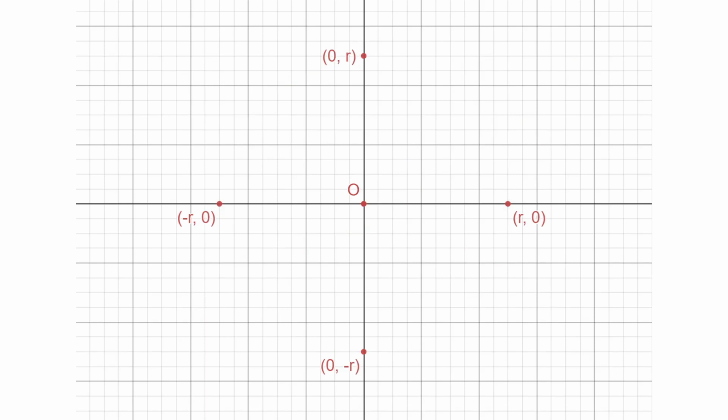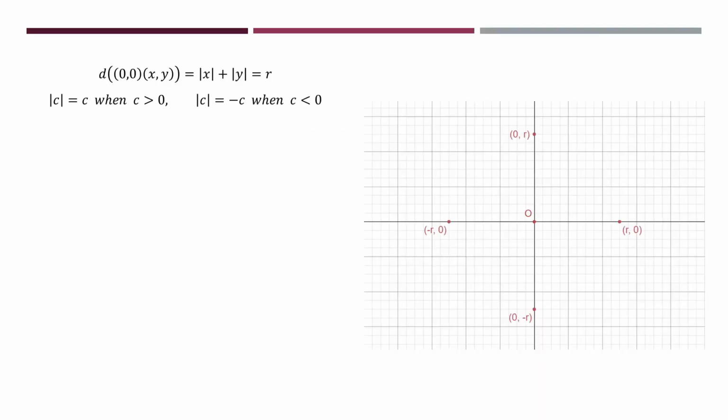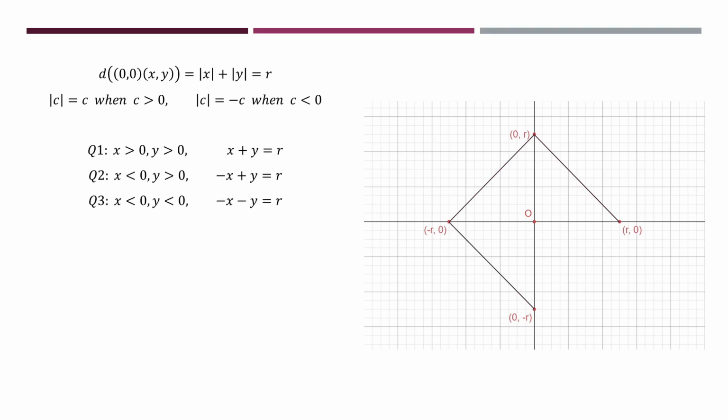Instead, to construct a circle, let's go back to our distance equation. The distance between any point x, y, and the origin is going to be the absolute value of x plus the absolute value of y. So let's set this equal to our radius r and use known properties of absolute values to construct our circle. For quadrant 1, where x and y are both greater than 0, we get x plus y equals r, and we can do the same for each quadrant and arrive at our circle.